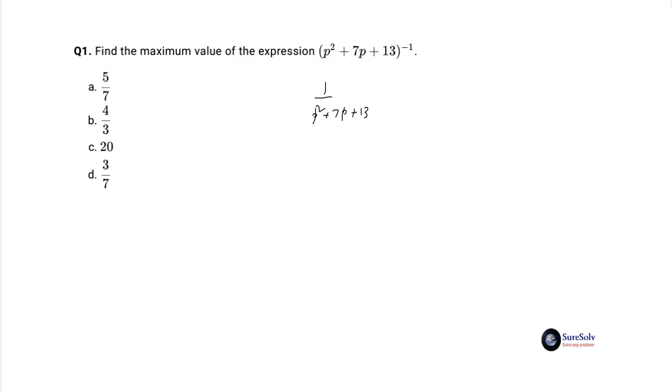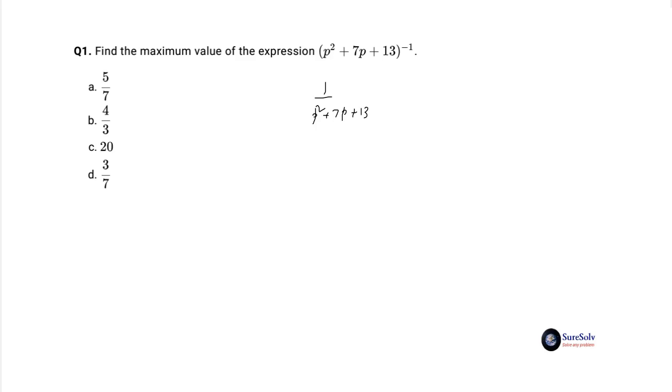We will get its maximum value if we find the minimum value of the denominator p square plus 7p plus 13 and invert the minimum value. So we can rephrase the problem as, find the minimum value of the expression p square plus 7p plus 13 and invert this minimum value.